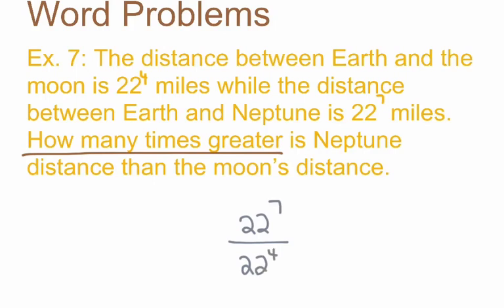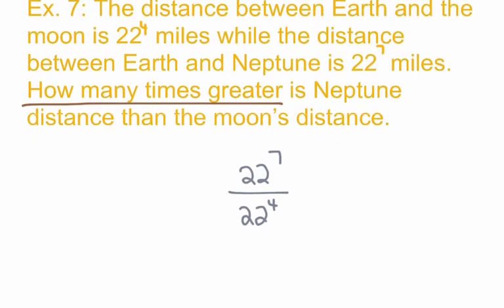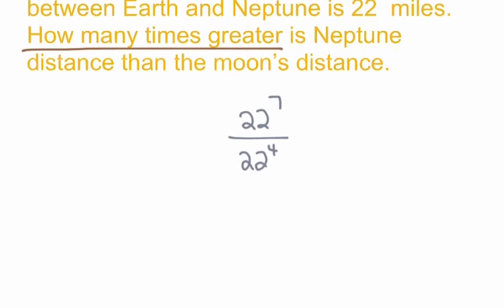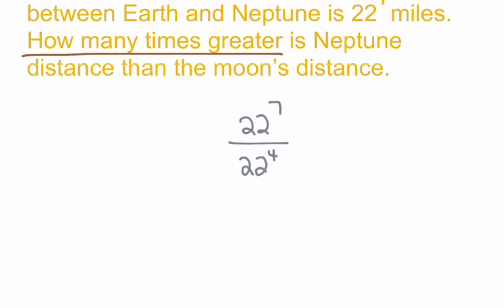Okay? Now, just like before, we want to simplify by subtracting the exponents. So we have 22 to the 7 minus 4. 7 minus 4 is 3, so our final answer is 22 to the 3rd. Okay? So 22 to the 3rd times greater. That's our final answer.